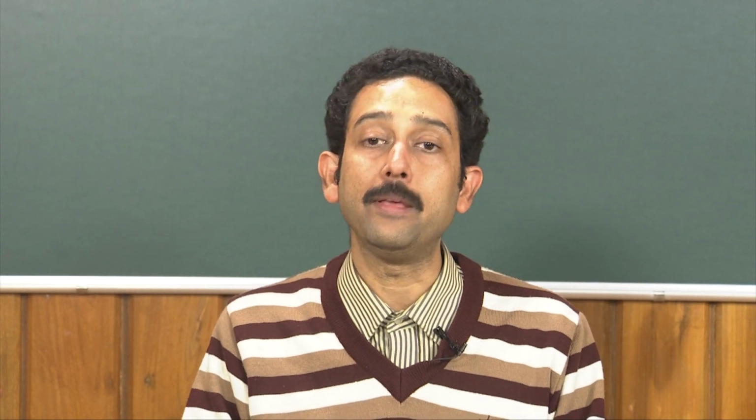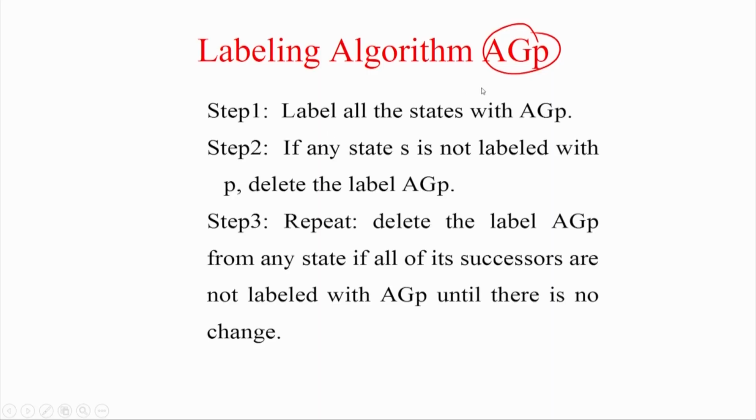AGP means all paths globally P, that means everywhere P should be true. How to do that? First, you label all states with AGP true. You just forget whether P is there or not. If any state is not labeled with P, delete AGP, and keep on doing it. Delete the label AGP from any state if all its successors are not labeled AGP, until there is no change. It is very simple: first you label all the states with AGP and then start removing where you have made a mistake. This is a slightly different way of model checking. The algorithm is slightly different compared to the other three. In the other three we were adding labels, here we are deleting labels.